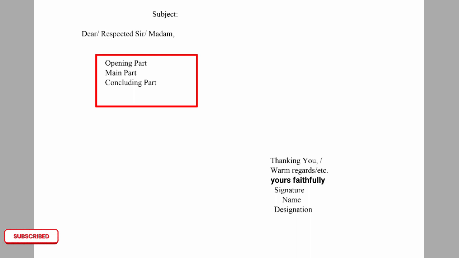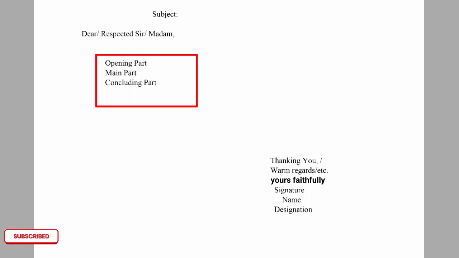Like if you are applying for something, then you have to write that I have seen this ad in paper dated on 24th January 2024 and I would like to apply for this post. So this is the opening part of the letter. Then the main part. This part usually contains the subject matter of the letter. So in the main part you have to be precise and you have to write in clear words.